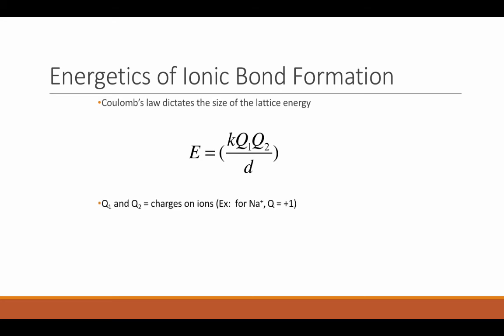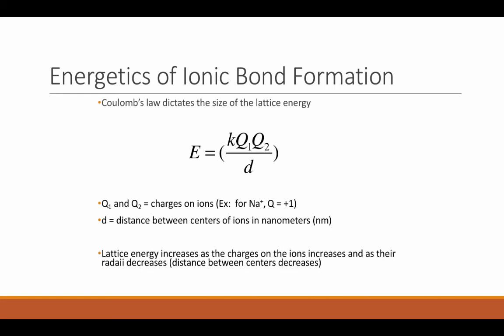Returning again to Coulomb's law, it dictates the size of the lattice energy. Recall the Coulomb's law equation. Q1 and Q2 are charges on the ions. So for sodium, Q would be +1. D is the distance between the center of the ions in nanometers. Therefore, lattice energy will increase as the magnitude of the charges on the ions increases and as their radii decrease. Put another way, ions with larger charges and smaller radii will have a larger lattice energy. Smaller radii allow the distance between the ions to be smaller.